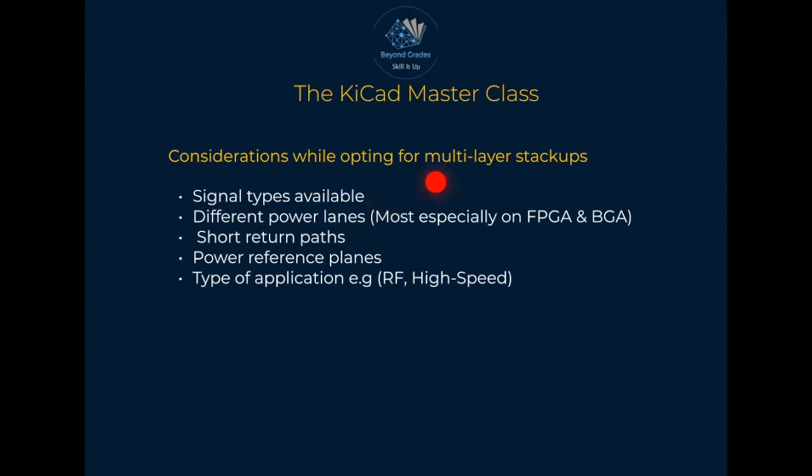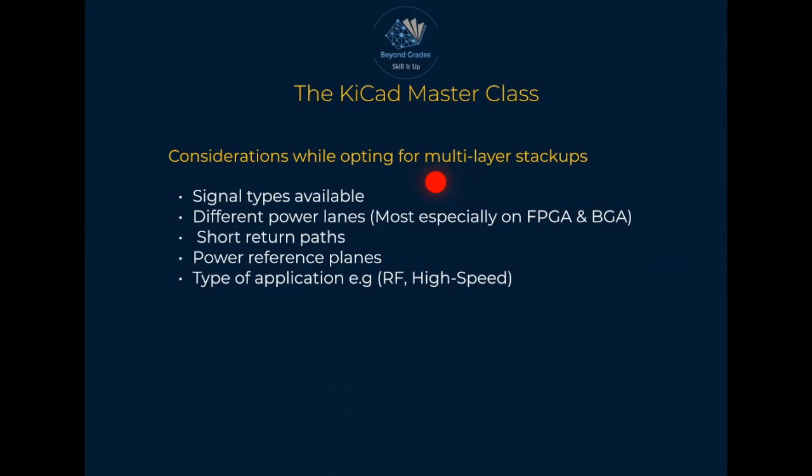Different power lanes. This is most often found on FPGAs and BGA packages. So say you are dealing with a particular FPGA, say one for image processing, you might find that BGA to have several power lanes. And what do I mean by several power lanes? Most BGAs, you find that it has 2.5 volts, 1.2 volts, 1.1 volts. So these power lanes are very different.